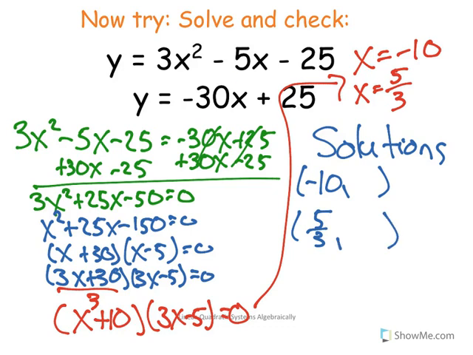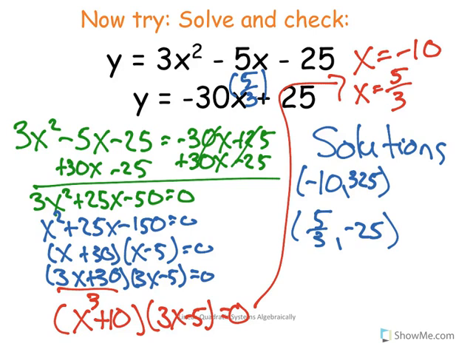So I don't have a lot of space right here, but I'm just going to sub in negative 10 there. I get negative 30 times negative 10 is 300, plus 25 is 325. And with the second one, I've got negative 30 times 5/3, which should give us negative 50, plus 25 is negative 25.